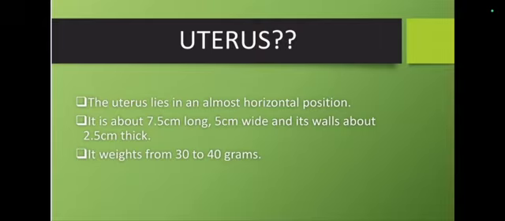It is about 7.5 cm long, 5 cm wide, and its wall is about 2.5 cm thick. The weight of the uterus is 30 to 40 grams. The average weight is 60 grams.